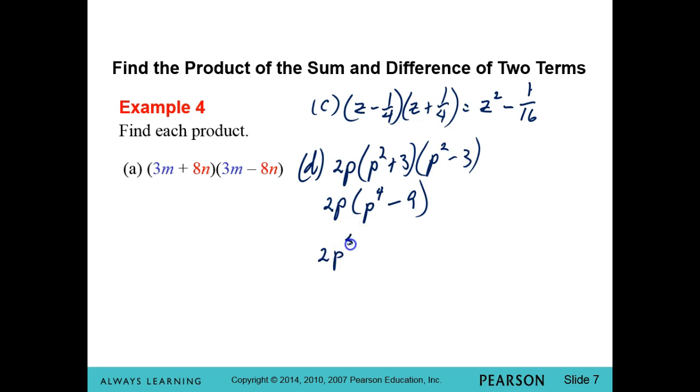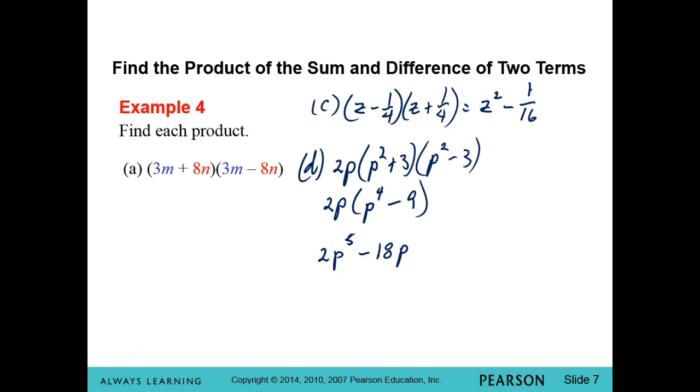2p to the 5th power minus 18p. There, you've done it. I thought that was going to be hard. Y'all did it with no sweat. You see what we do every step?